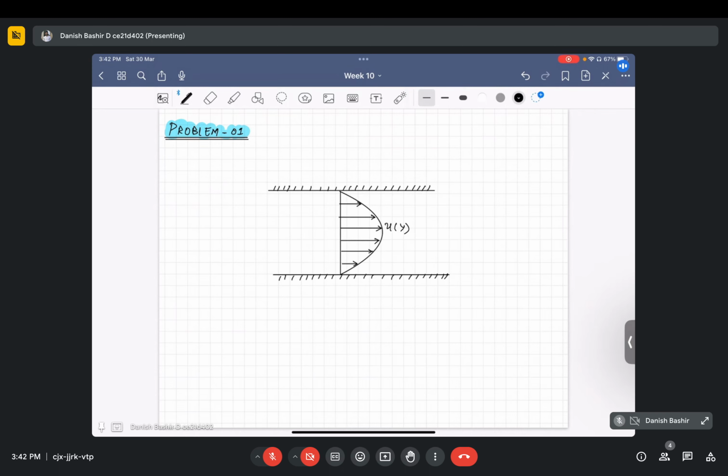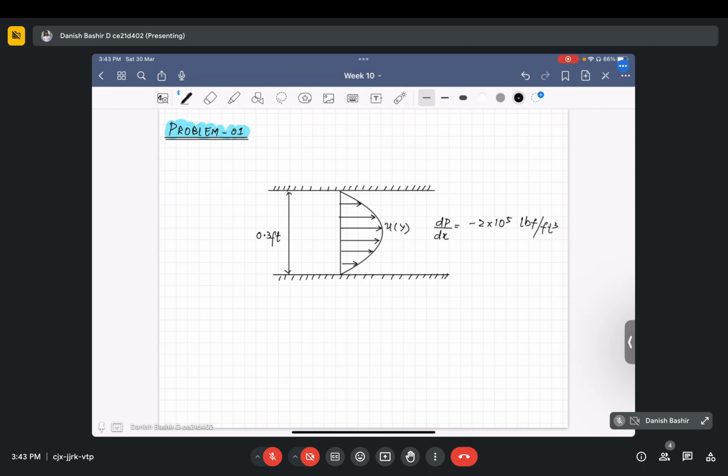We also have the variation of the pressure along the x direction. Dou p by dou x is already given, it is minus 2 into 10 to the power 5, in lbf per feet cube. Okay, and the distance between these two plates is given as 0.3 feet.